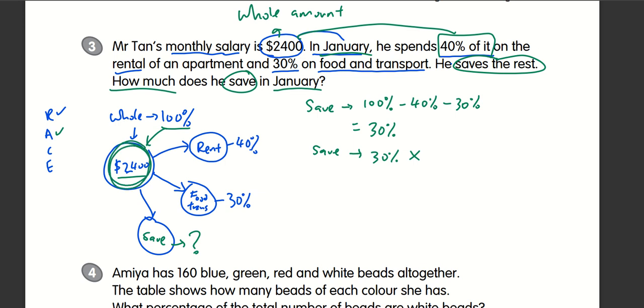Okay. So out of the whole amount, that's $2,400. Convert it to a fraction. I'll simplify the fraction and continue to cancel, and I'll get my answer. Here, in this case, you have 240 times 3, and you get your answer. Okay, please solve the rest on your own. So over here you can say that Mr. Tan saved this amount of money in January.